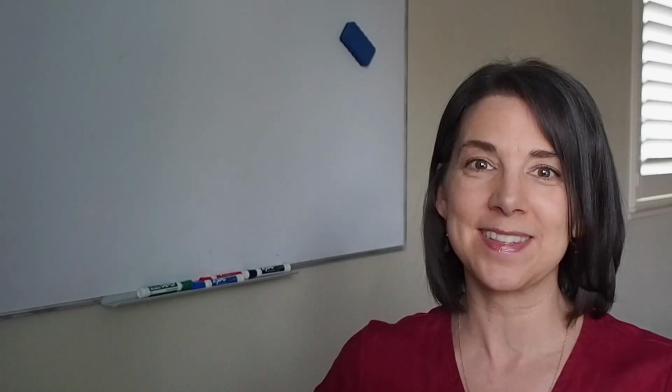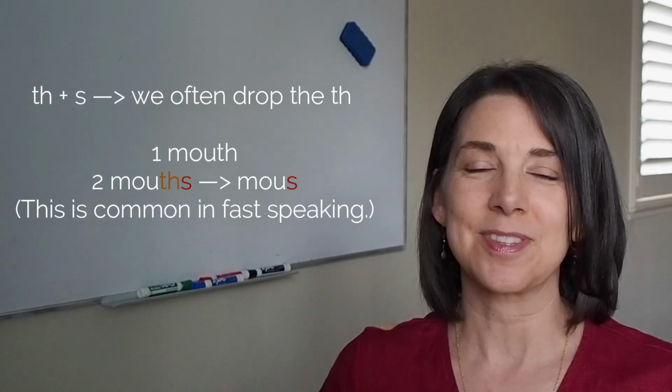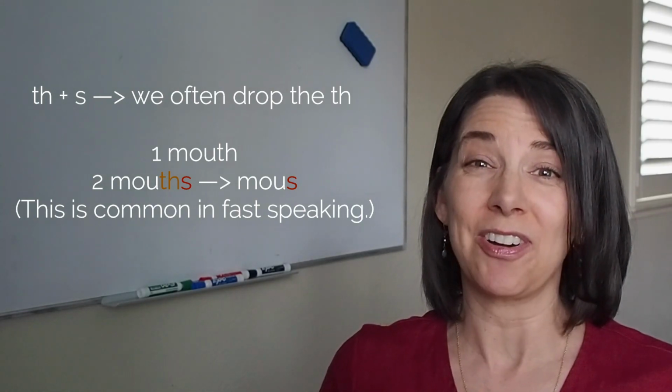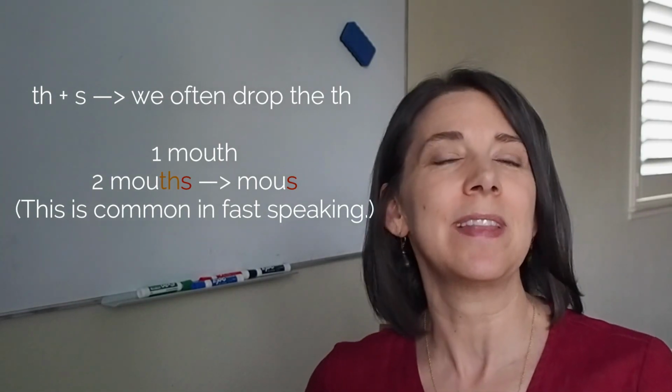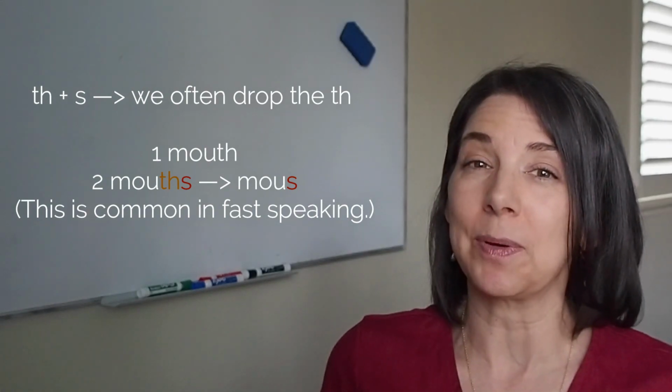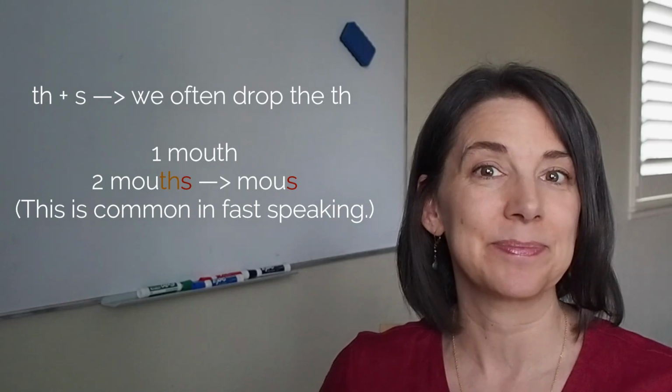How about mouths? So for example, baby's mouth. Again, that's really hard to say, mouths. So in that case, we might just drop that TH and just say mouse. Again, if we're speaking quickly, nobody would even notice.